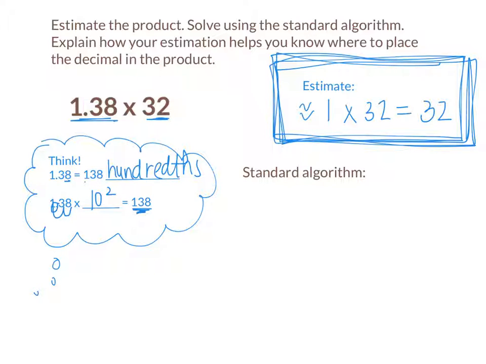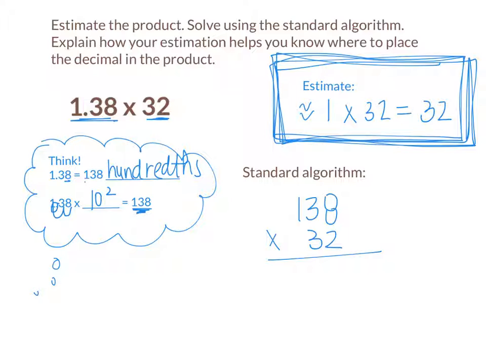Okay? So there's 2 things you can think in your head. Either that 1.38 is the same as 138 hundredths, or if I want to get rid of that decimal point, I just need to multiply 1.38 by 100. Right? Do you guys agree? Good. So now let's use the standard algorithm, but let's just use whole numbers. So if I get rid of the decimal point, I have 138, and I want to multiply that by 32. Okay, now I can use my good old standard algorithm to multiply the numbers.